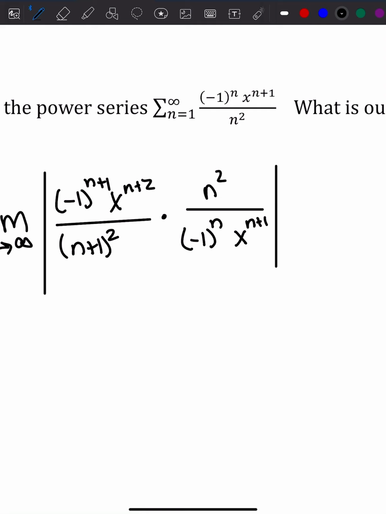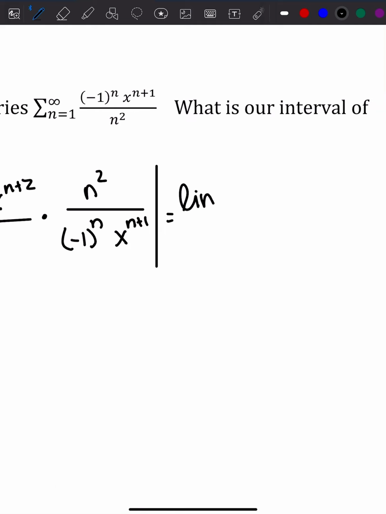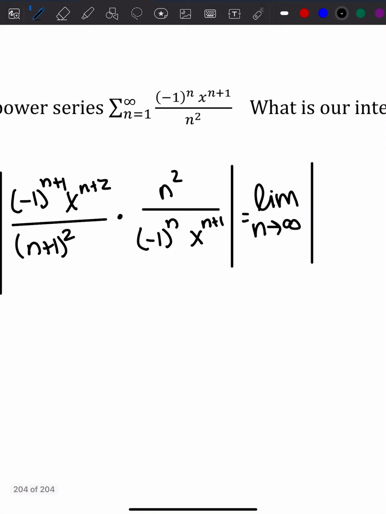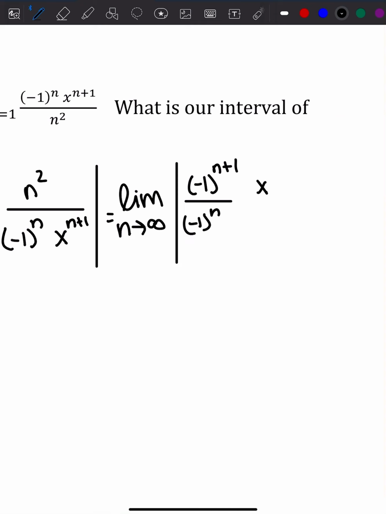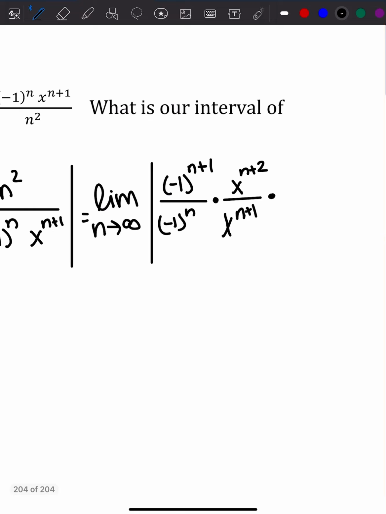Okay, now I'm going to rearrange it so that the like things are together. So I have the limit as n approaches infinity of the absolute value. So I'm going to put my (-1) to a power, so the (-1)^(n+1), and I'm going to divide that by (-1)^n. I have x^(n+2) and x^(n+1), so I'm going to put those together. And then we have n squared over (n+1) squared.